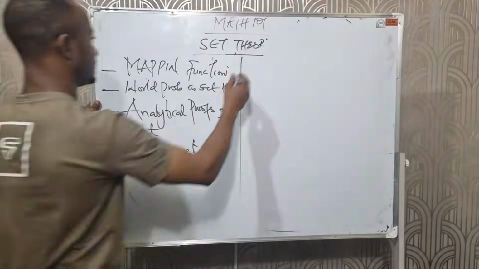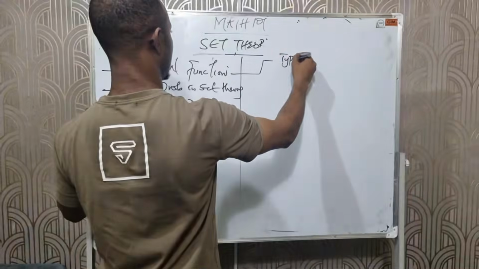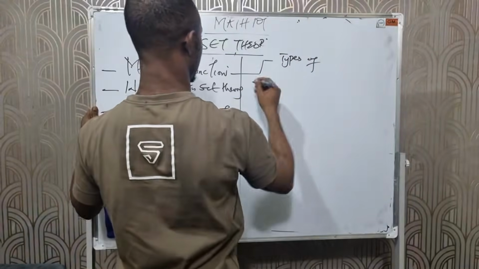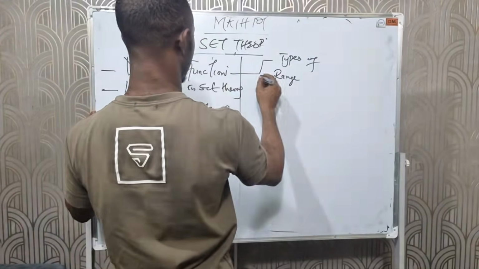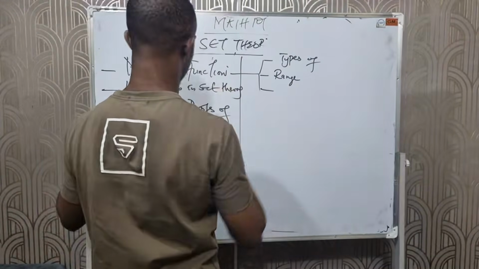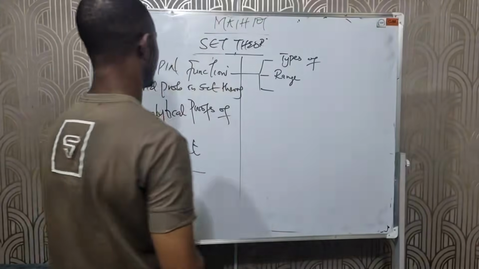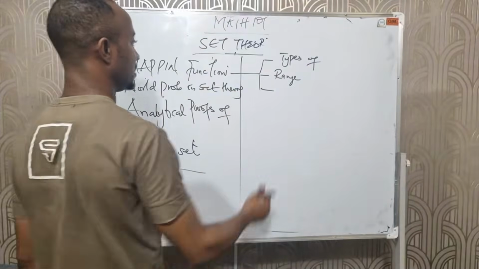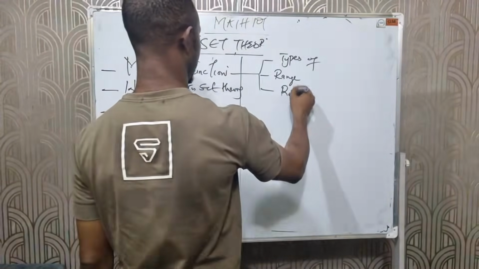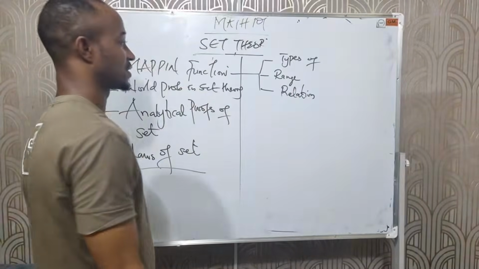Then under mapping function, we'll look at the types of mapping. We'll look at what we call range of function. We'll look at the difference between mapping functions and set theory. Then we'll also look at different relations, types of relations, and all that. So many things we'll be discussing tomorrow.